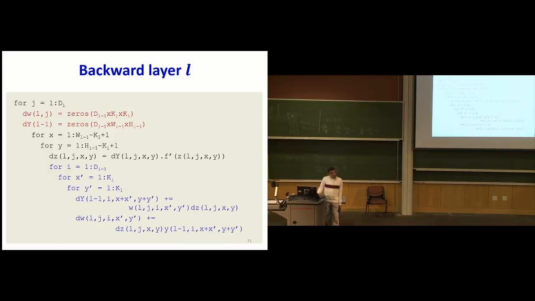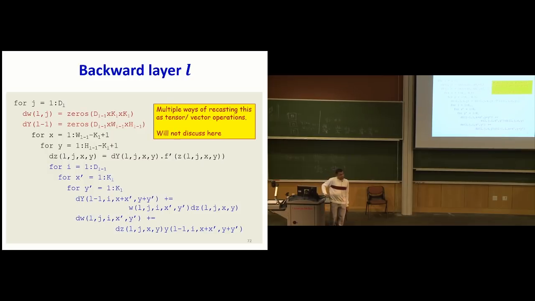And of course, this is written in a nice loopy way. There are multiple ways of recasting this as tensor and vector operations. I'm not going to go over those. I'll post some slides on it. But any questions about this, right? There's nothing particularly complicated over what we did.